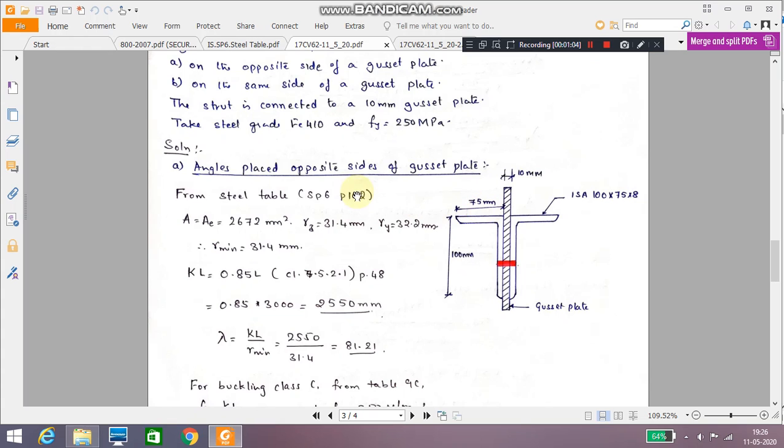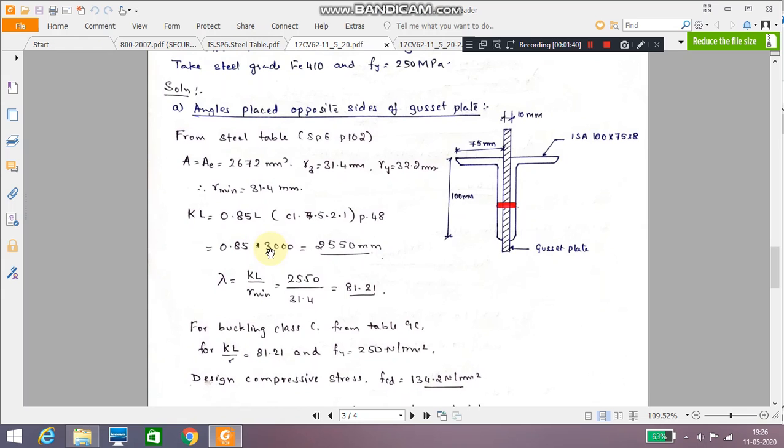From the steel table SP6, the values for the given angle 100 by 75 by 8 mm work out to be area 2672 millimeter square, RZ equal to 31.4 mm, RY equal to 32.2 mm. Therefore, R minimum out of these two is 31.4 mm. This can be seen in steel table page number 102, which is given in SP6. We can cross check that. Hope all have the steel table. Kindly cross check that. We will not go into the depth.